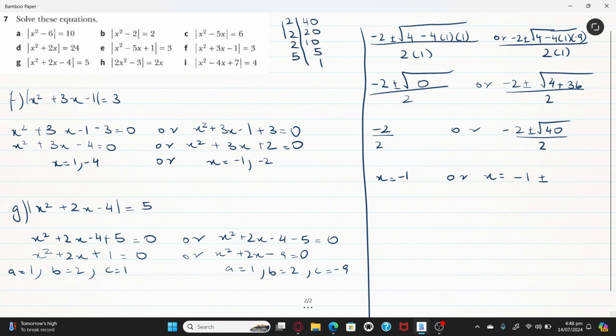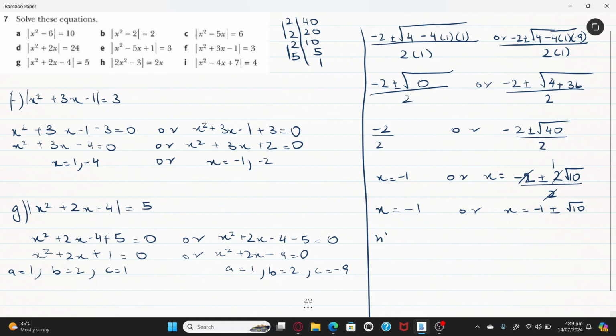I'm not going to go into so much detail in my explanation for now, but just trust me, this is going to be 2 under root, and the rest, 5 multiplied by 2, is 10. So it's going to be 2 under root 10 divided by 2. Sorry, it's -2. So if you divide it, x equals -1, or x equals -1 plus minus under root 10. So it's -1 plus under root 10, or -1 minus under root 10. So that's it, and this is part G.